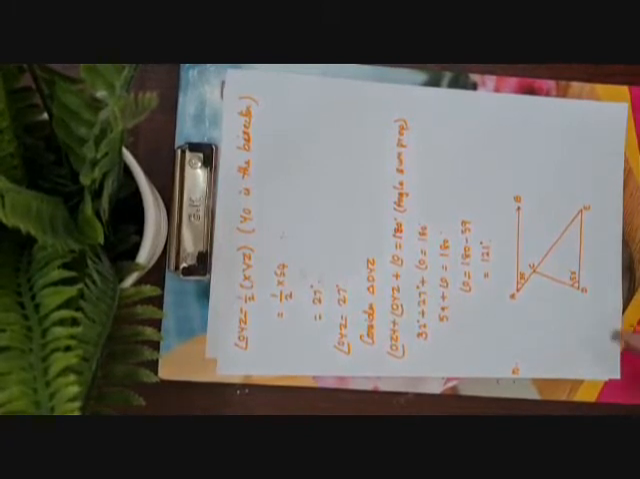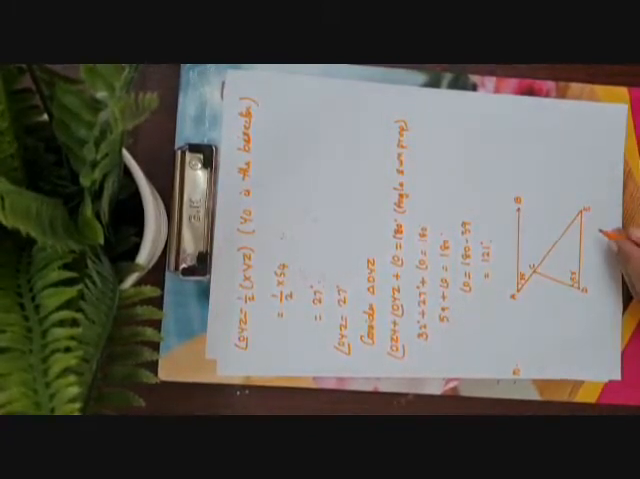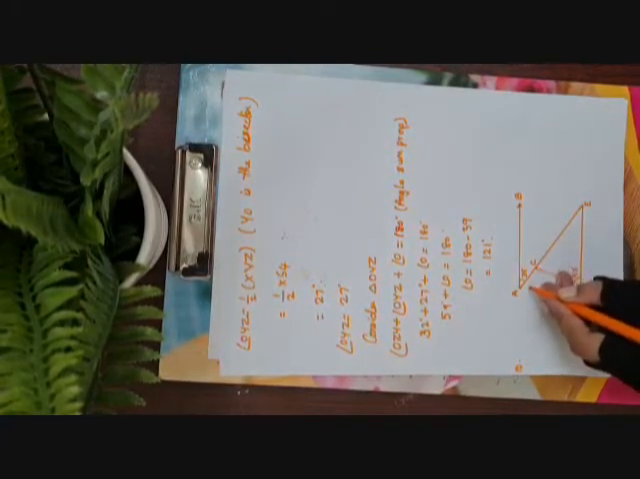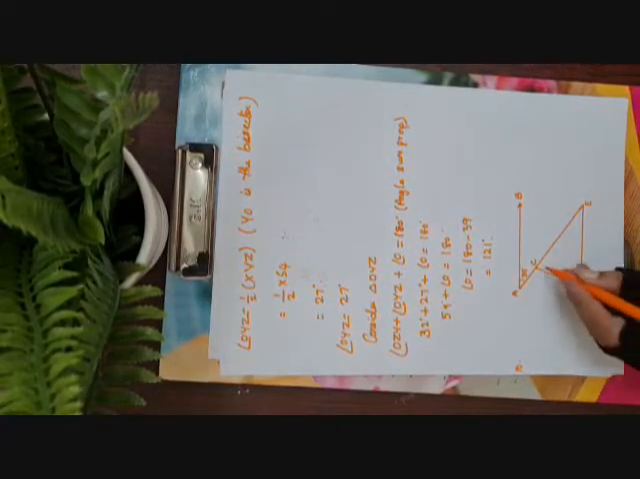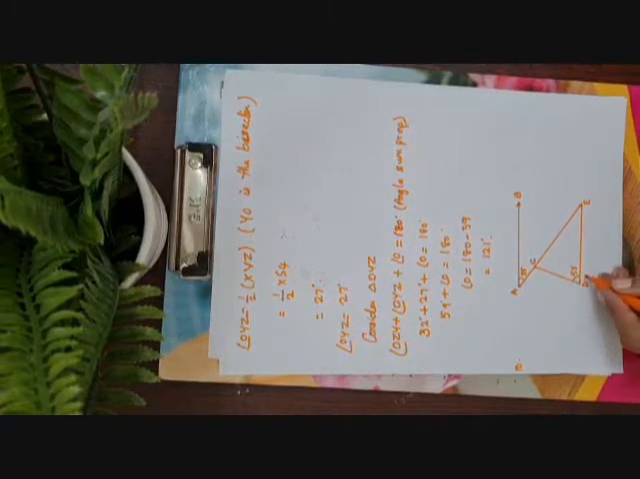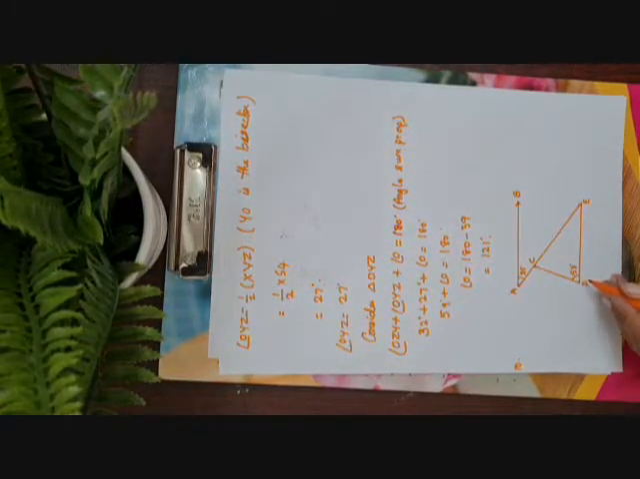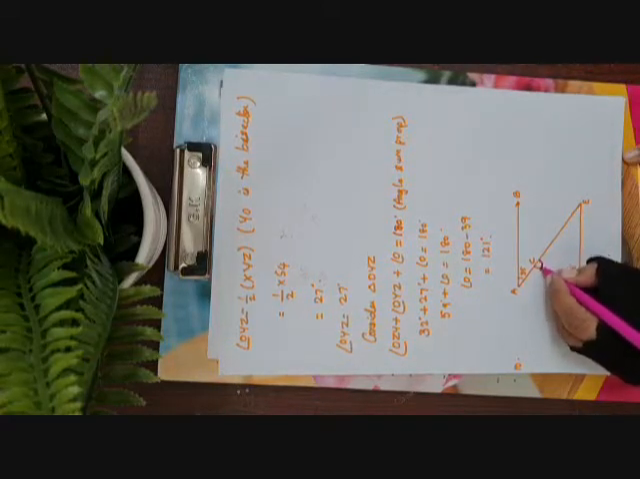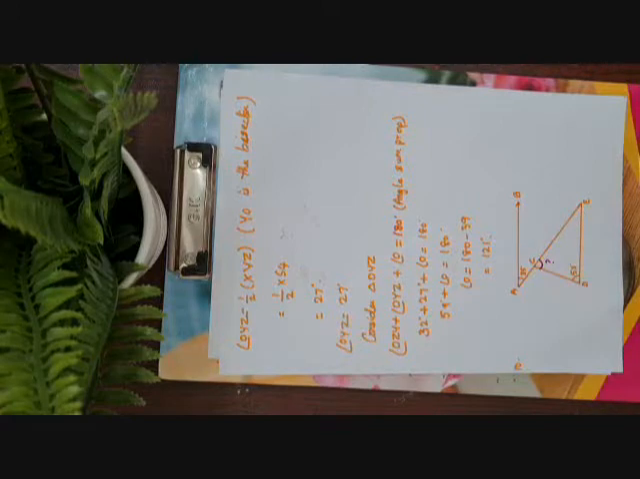In the given figure, AB is parallel to DE. Angle BAC is equals to 35 degrees and angle CDE is equals to 53 degrees. Find angle DCE. We have to find this angle children. Okay. So first let us write what is given to us.